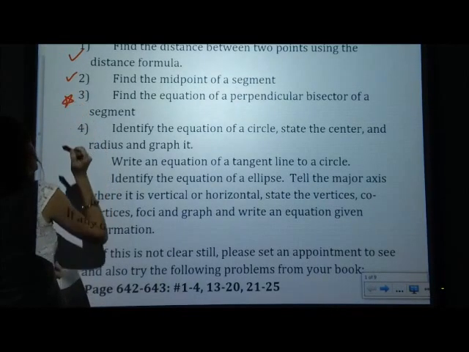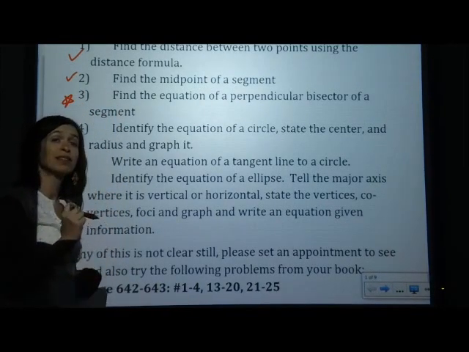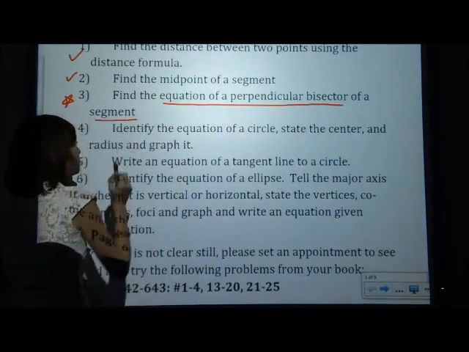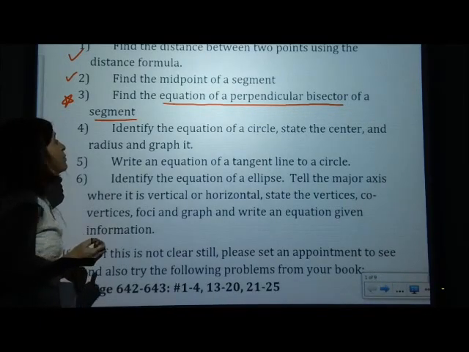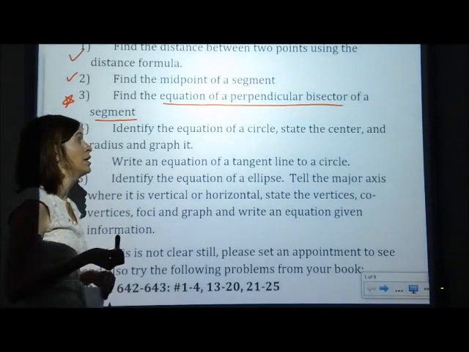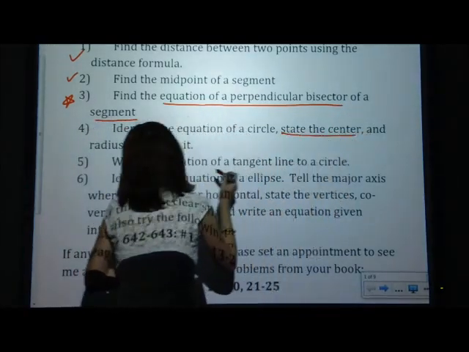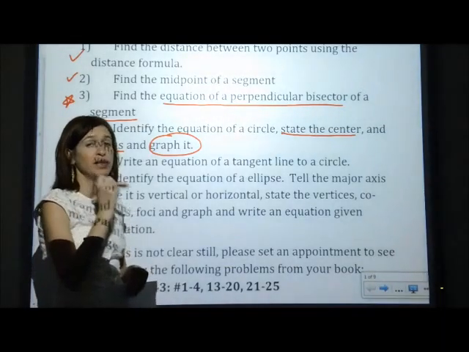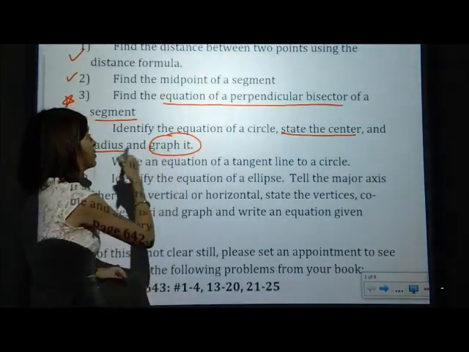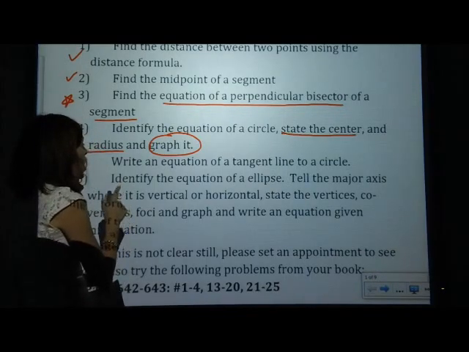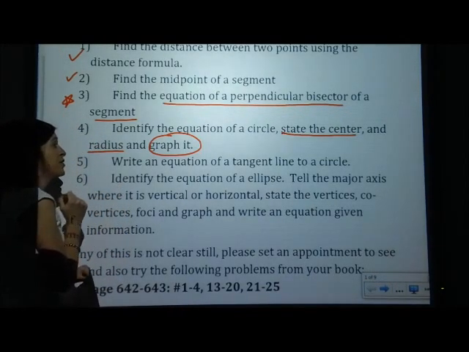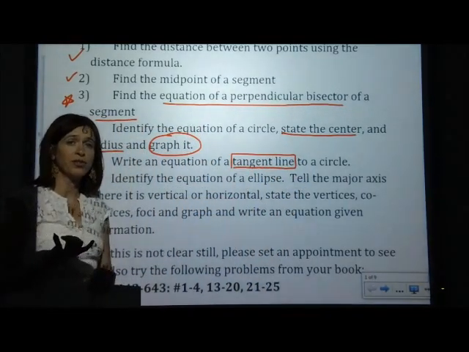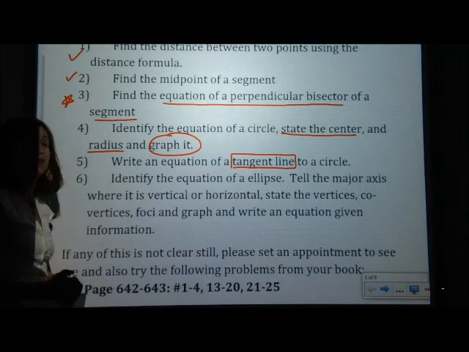And more importantly, you should be able to use those two things as well as slope to find the equation of a perpendicular bisector of a segment. At this point, you should be able to identify the equation of a circle, state its center and its radius, and graph it, and actually work backwards with all that. You need to be able to write an equation of a circle if I give you the center and the radius. You should also be able to write an equation of a tangent line to a circle. So if you're not feeling comfortable with any of these, you can go back to your video notes. I also have given you some problems at the bottom.